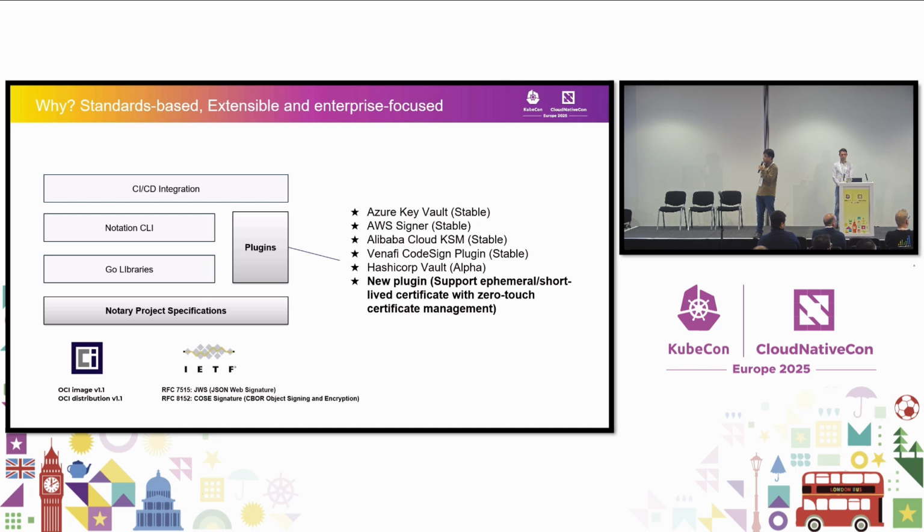With this new plugin, we enable ephemeral key support, or what we call short-lived certificates, and also zero-touch certificate management. And we also integrate with the whole ecosystem. Currently we have CI/CD pipelines, Azure DevOps, Flux CD, and also GitHub Actions integrated with Notation. And we plan to integrate with Argo CD and GitLab. So if someone is interested, feel free to reach out and help to contribute.